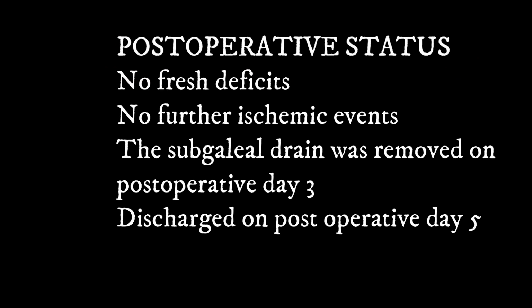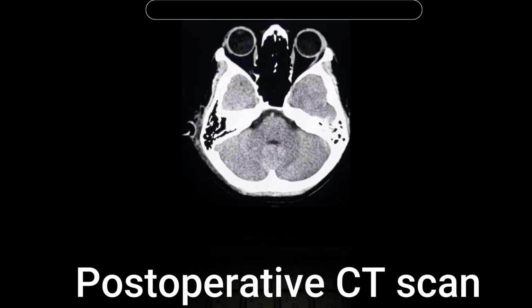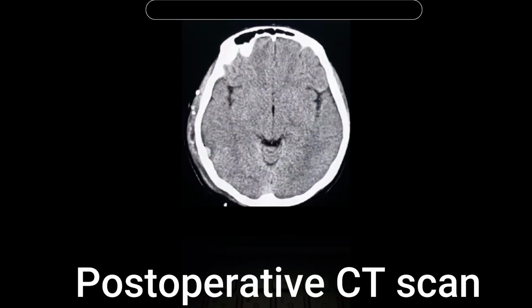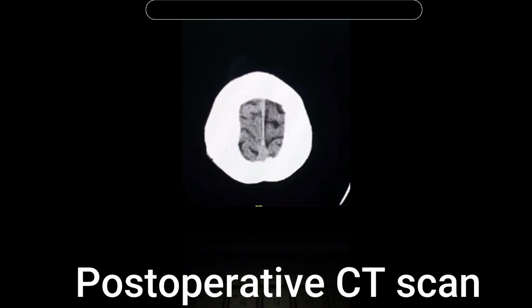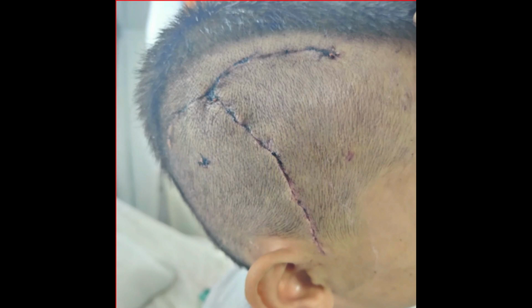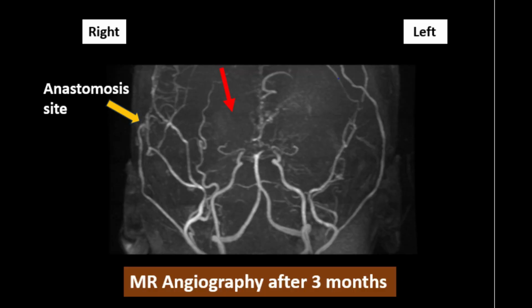Immediately postoperatively, the patient had no fresh deficits and no further ischemic events. The subgaleal drain was removed on postoperative day 3 and the patient was discharged on postoperative day 5. Postoperative CT scan was suggestive of no hematoma and no infarct. The wound was healthy at the time of discharge. MR angiography after 3 months showed a patent anastomotic site, shown by the yellow arrow, and the red arrow showing resolving Moyamoya vessels.